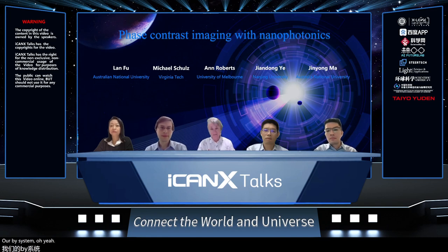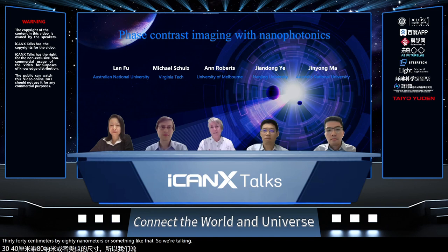What's the smallest feature size you can get with those techniques? Oh, okay. So those rods on that last image were about 30, 40 nanometers by 80 nanometers or something like that. So we're talking 10 nanometer sort of resolution, 10, 20 nanometer.